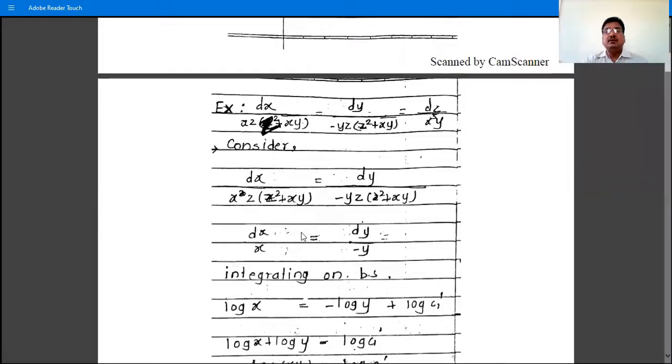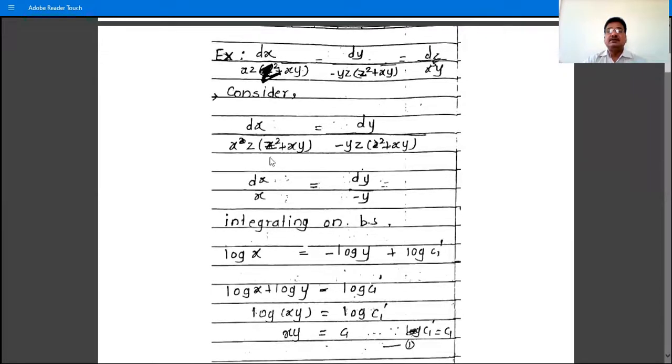Next example of the type dx by p, dy by q, and dz by r. So the example is dx divided by x squared (z squared plus xy), dy divided by minus yz (z squared plus xy), and dz divided by x cubed y. So consider the first two ratios, that is dx divided by this and dy divided by this, and then z squared plus xy cancels on both sides.